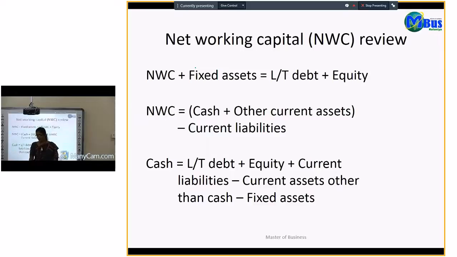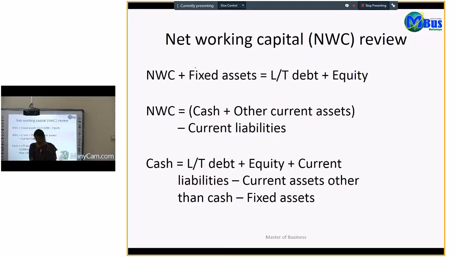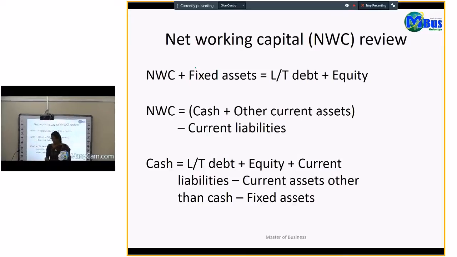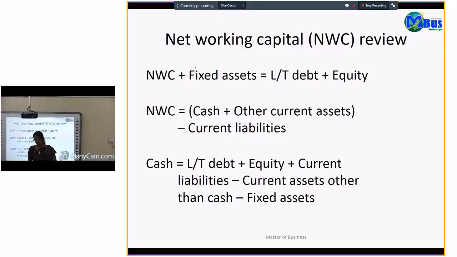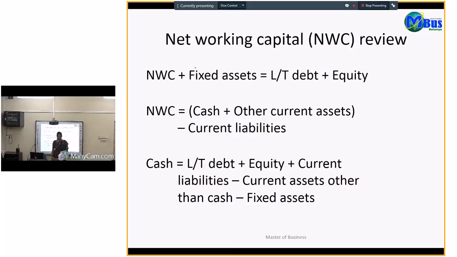By further elaborating the equation, what are the net assets? Cash and other current assets, and if you deduct the current liabilities, it is called net working capital. Long-term debt, equity and current liabilities are the sources of funds, right? Uses are the current assets other than cash, because we are trying to find the cash balance, and fixed assets. We have to use the funds in current assets and fixed assets. Then the balance is the cash amount the company maintains. Okay, any problem?